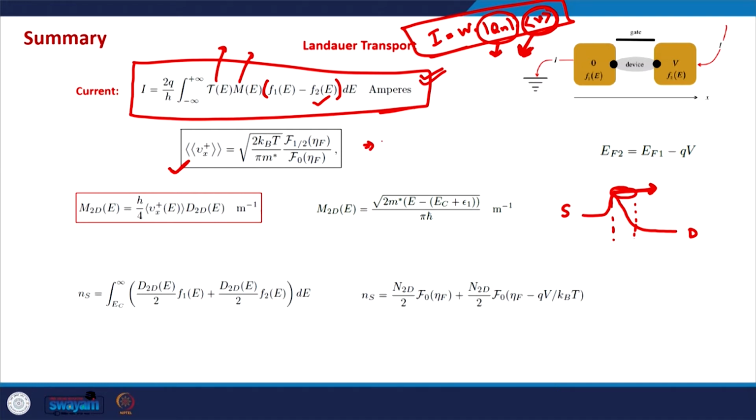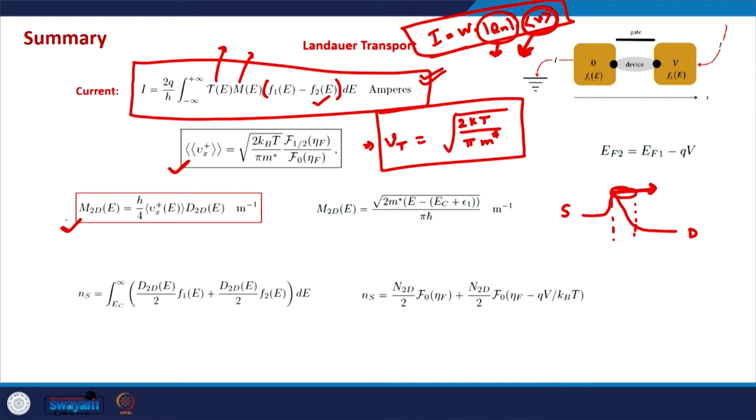which gives us the unidirectional thermal velocity of electrons to be square root of 2kT divided by pi m star, this value plays quite an important role, and we will see in our coming discussion that the average velocity right at the beginning of the channel, or the top of the barrier, is related with Vt intricately.